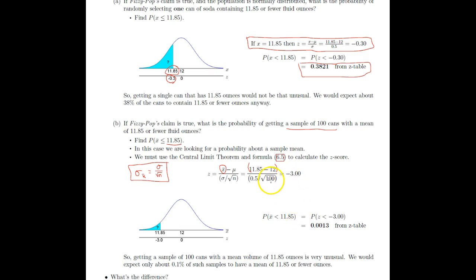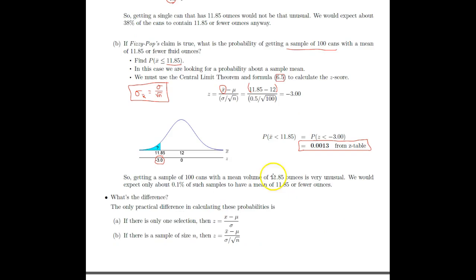So now what we have is a z-score of -3. So what's the probability of getting a value less than -3? Well, we'd look that up in the table, and we get this really, really small value here of 0.0013. So just like you may have suspected, that would be really unusual to get a sample of 100 cans that have a mean of 11.85 or fewer fluid ounces.